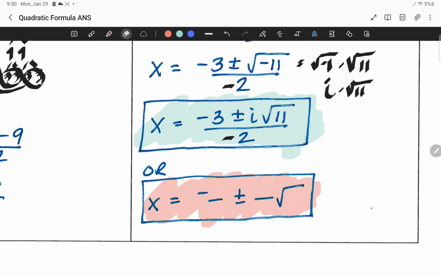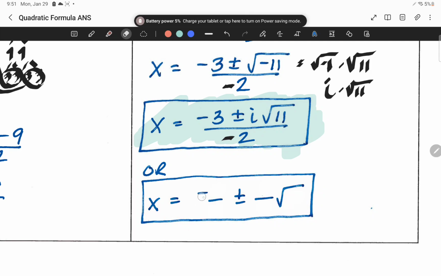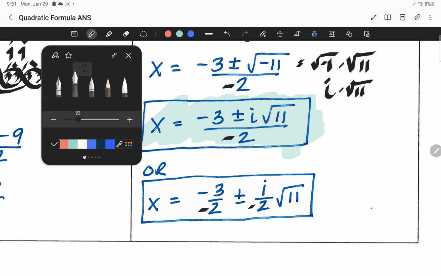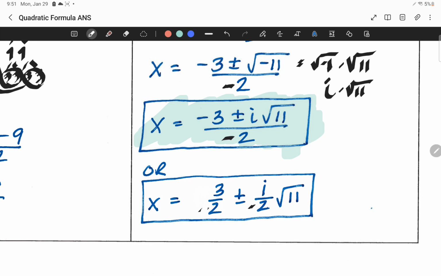So what would happen here is that we would have to go ahead and simplify, oh shoot, separate into two different fractions, right? You would have negative 3 over 2, and on the other side you would have what? Negative 2, so that would be a negative, right? That would be a negative, and that one would actually become a positive. So let me erase it here, so that would become positive 3 over 2. And on the other one would be i over negative 2 square root of 11.